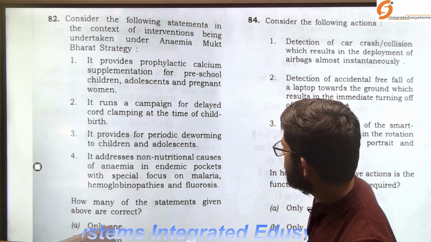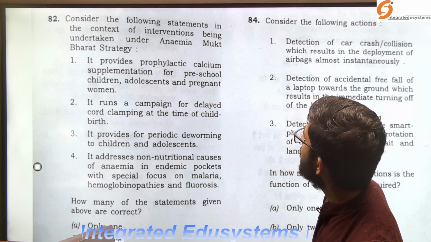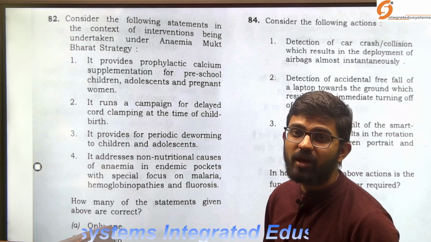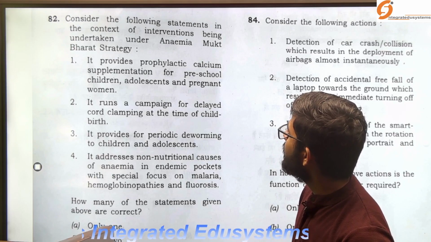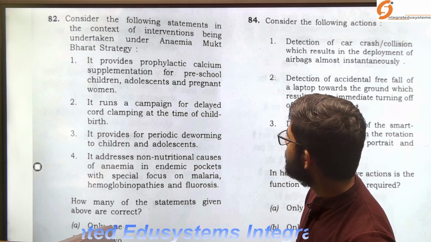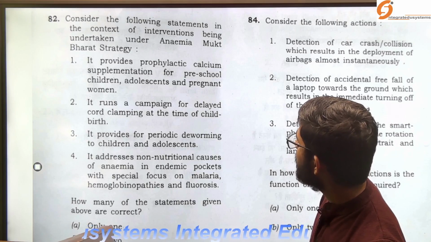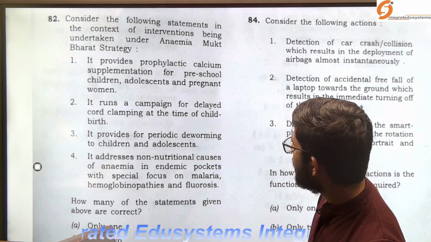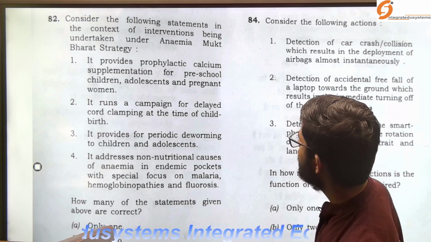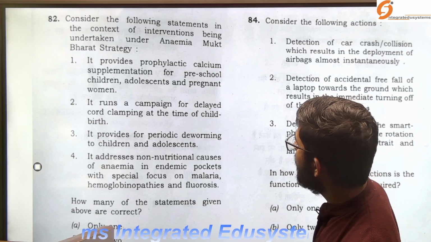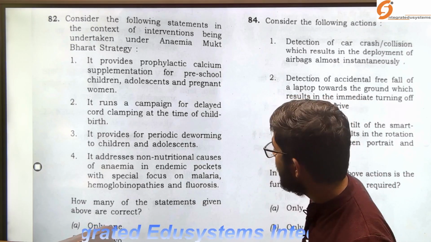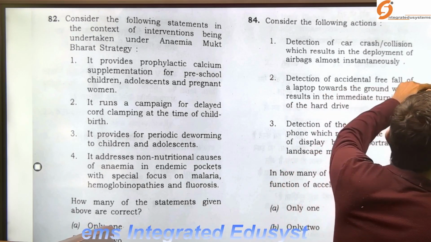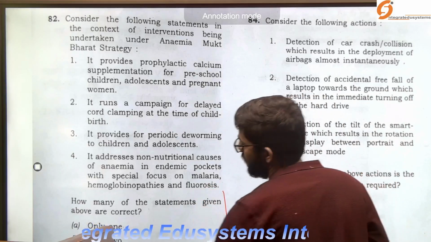Consider the following statements in context of interventions being undertaken under Anemia Mukt Bharat strategy. It provides prophylactic calcium supplementation for preschool children, adolescents and pregnant women. It runs a campaign for delayed cord clamping. It provides for periodic deworming to children. It addresses non-nutritional issues. Anemia Mukt Bharat is with respect to iron, so definitely here only 3 is right. So answer here is only and only 3, which is C.